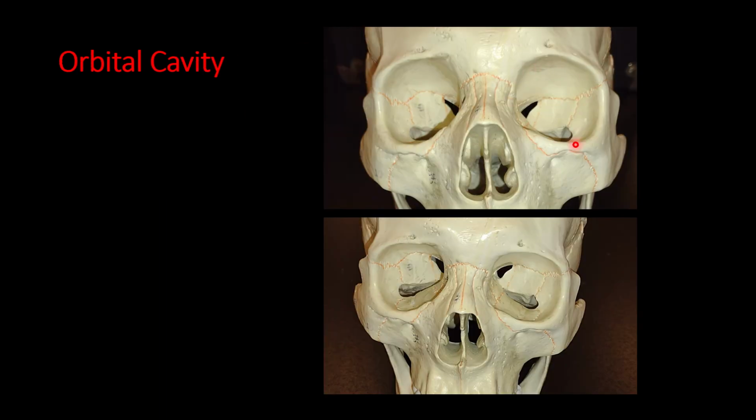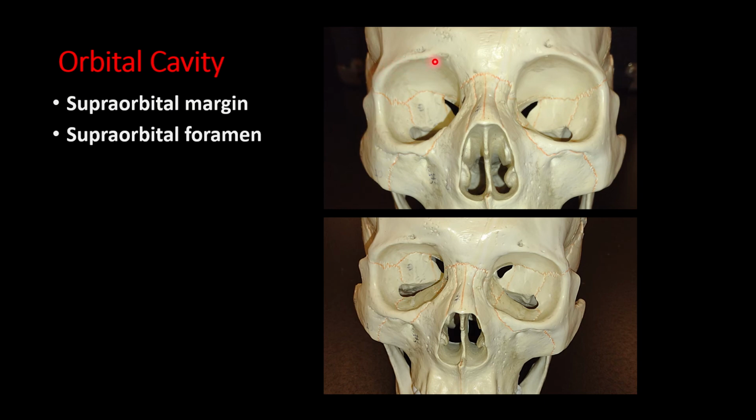So orbital cavity, there are two of them, and this is where eyes are located. So these two images are from the same model, it's just a different angle. You have the supraorbital margin, that is part of the frontal bone. You have the supraorbital foramen, also part of the frontal bone. So same thing here. This is the foramen and this is the margin.